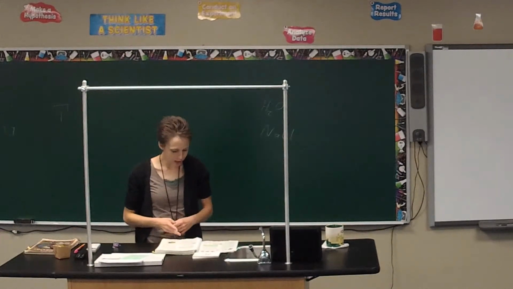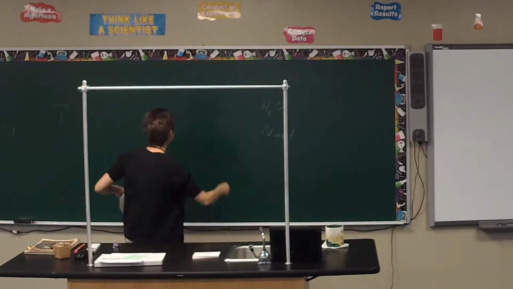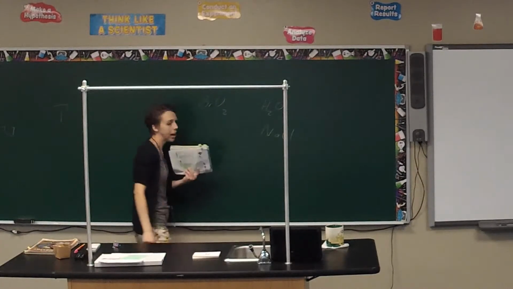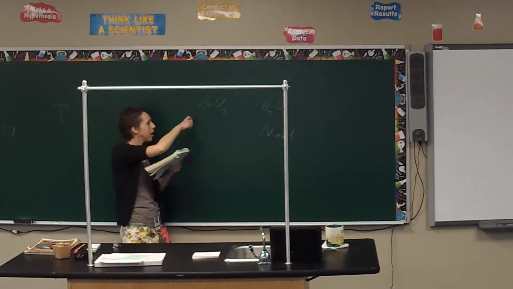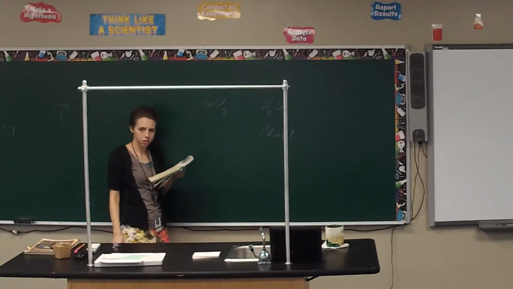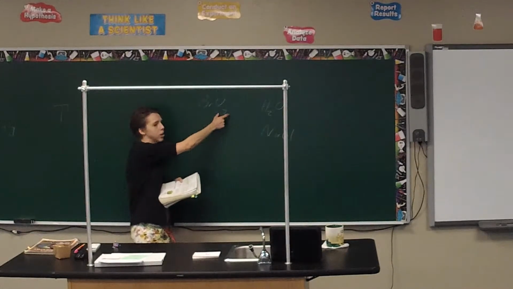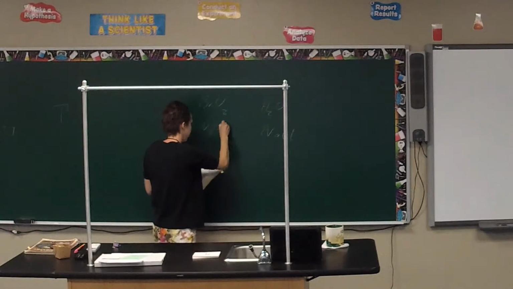Alright, if you're going to name a binary molecule, let's see, we'll just grab one. How would you name it? Bromine dioxide? Good job! So remember that for the first one, you just say the name, and for the last one, you get the prefix. Alright, what if it's like this?